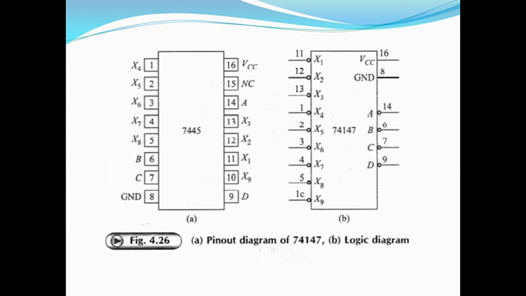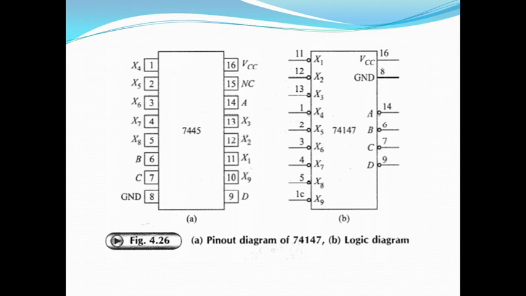This is a schematic circuit diagram of the same IC. Here on the left side, inputs are written. The inputs are shown as X1 to X9. And on the right hand side, the outputs are shown as A, B, C, D. That is the BCD outputs. This is shown with the power supply plus 5 volt. VCC is supposed to be connected and ground is connected. Because this is a TTL, regulated plus 5 volt is required.